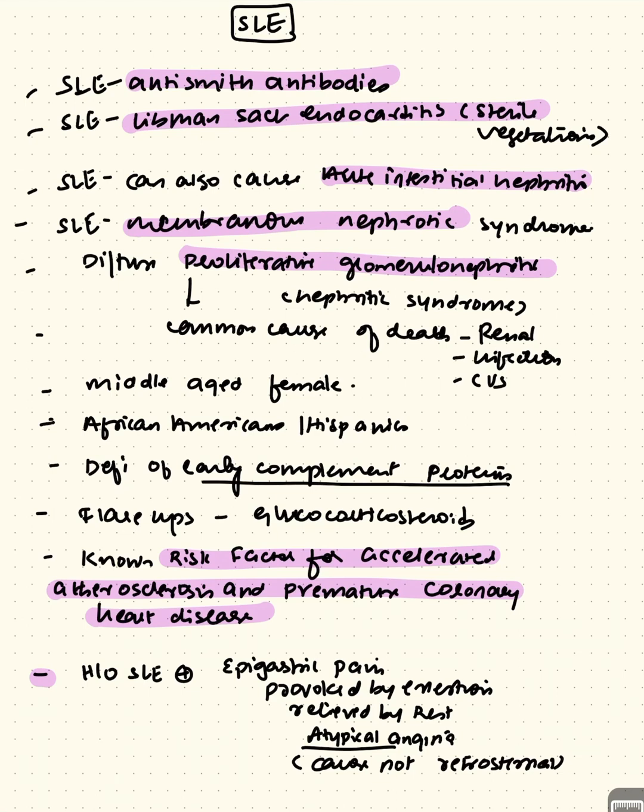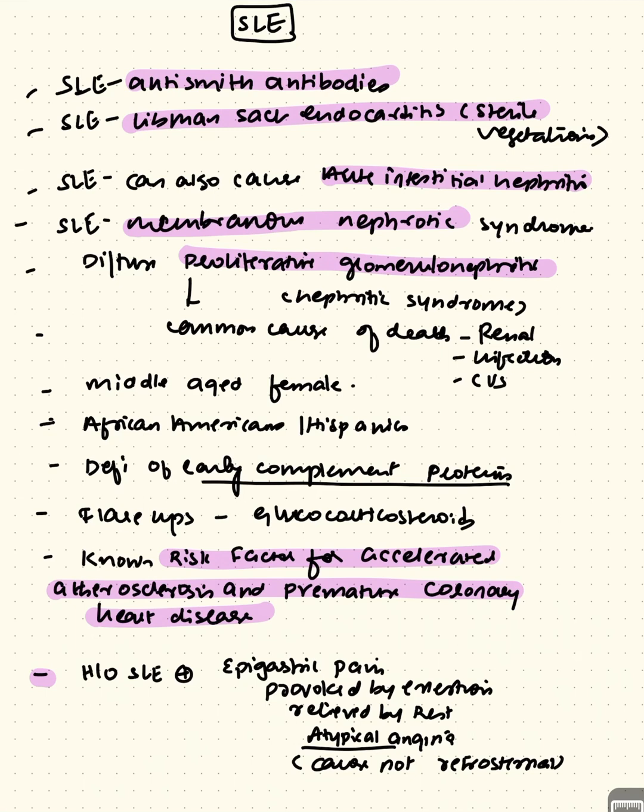The third one is it can cause acute interstitial nephritis. So this is one thing that you can just remember in the back of your mind. And remember, SLE and kidneys are very important. So what is the most important nephrotic syndrome that is associated with SLE? Nephrotic is membranous nephrotic syndrome, and your nephritic is going to be diffuse proliferative glomerulonephritis.